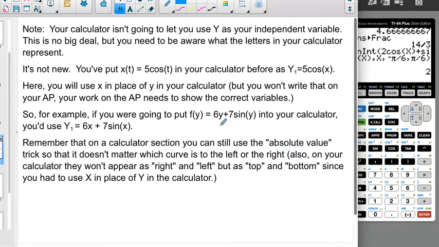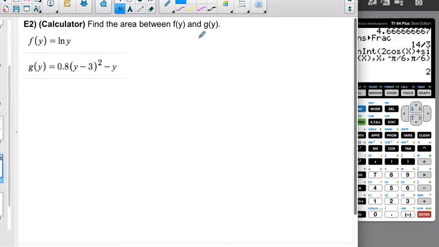Just like we saw before, where it doesn't matter which curve's on top or bottom, you could use the trick on a calculator section where it doesn't matter which curve's left or right, because again, if you absolute value the whole thing, it won't matter. So, all right, let's go ahead and find the area between f and g.